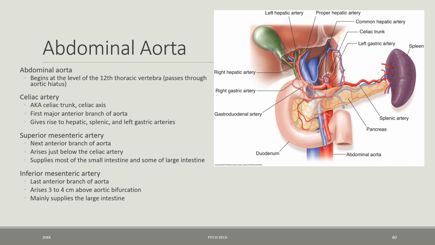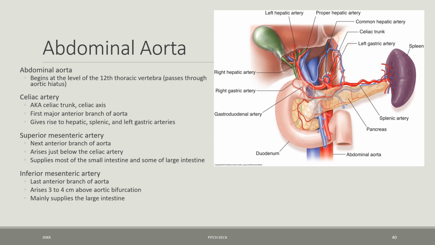Now, the right hepatic, or the hepatic, goes right into the liver and provides all of the oxygenated blood to the liver. Out of all the blood supplied to the liver, it only provides 30%, but it's the only blood supply that's oxygenated. Then we have the splenic artery, which goes right over to the spleen, and then we have the left gastric artery, which goes up and over toward the stomach.